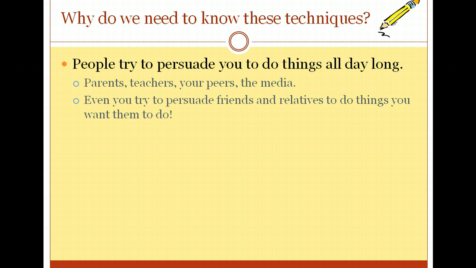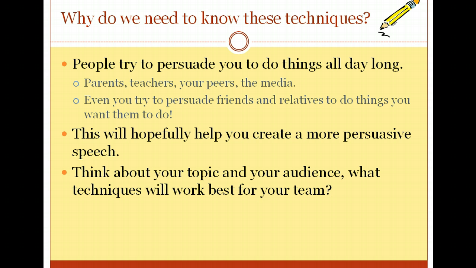Okay, first of all, why do we need to know any of these techniques? Well, people try to persuade you to do things all day long. Your parents try to persuade you, your teachers, your peers, the media, and by media I mean the radio, any of your TV shows, anything on YouTube, anything on the internet. You're being persuaded constantly. And even you try to persuade the people around you.